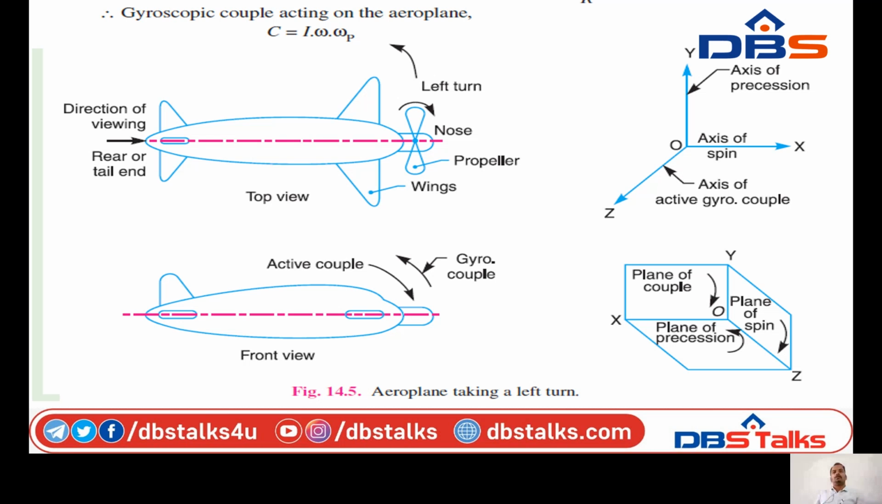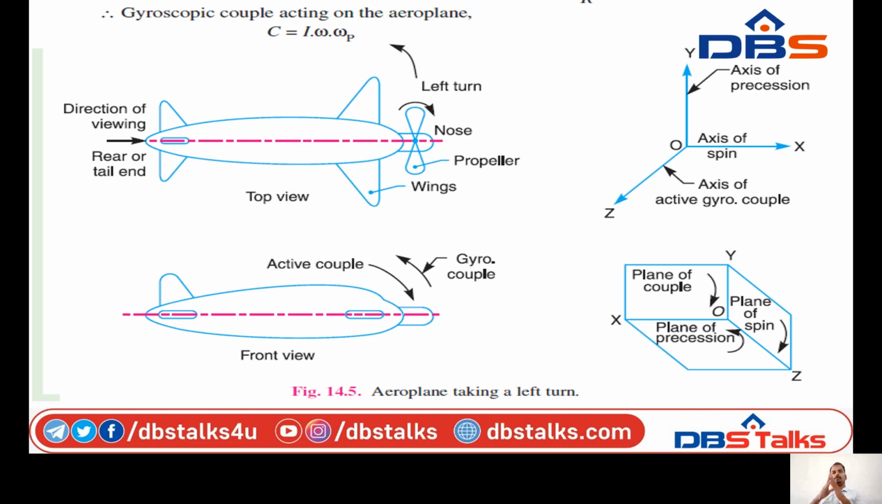When the engine or propeller rotates in the anti-clockwise direction when viewed from the rear, when it is taking a left-hand turn, the effect of the reactive gyroscopic couple will be to dip the nose and raise the tail. So actually we are taking the propeller, when we see from the tail, rotating in the clockwise direction. But in this case, while taking the left turn it means raise the nose and dip the tail. For right turn, dip the nose and raise the tail.